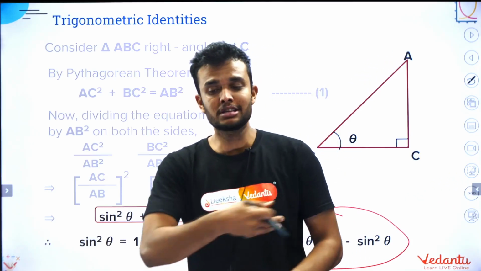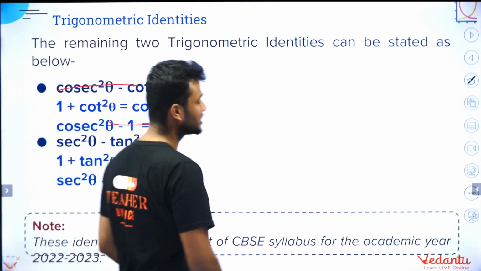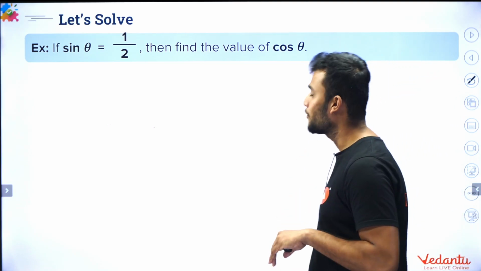Sometimes we use this also. Okay students, these are the two other identities. Just remove this one, it is not important for you guys. Let's solve some problems. They give the sin theta value, then find the value of cos theta.